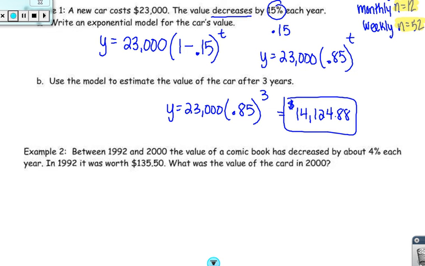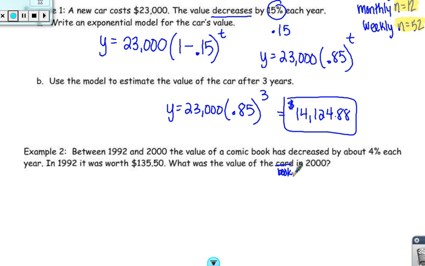Example 2. Between 1992 and 2000, the value of a comic book has decreased by about 4% each year. In 1992, when it first came out, it was worth $135.50. What's the value of the book in 2000?